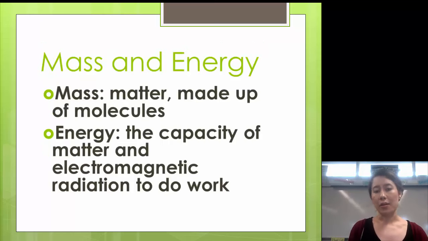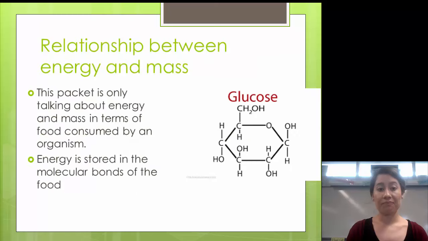So, mass and energy. Quick review. Mass is also referred to as matter in our case. It's made up of molecules, the stuff that's in an organism. When we're talking about living things, this means it's muscles, bones, organs, all the parts of it that we can see and hold. Energy in science is defined as the capacity of matter and electromagnetic radiation to do work. So that's all of the energy that is contained in that organism.